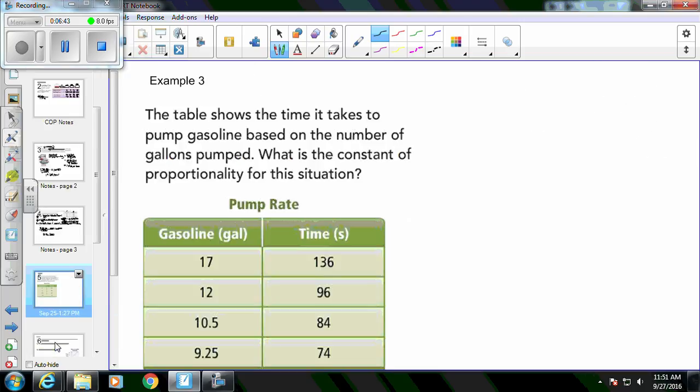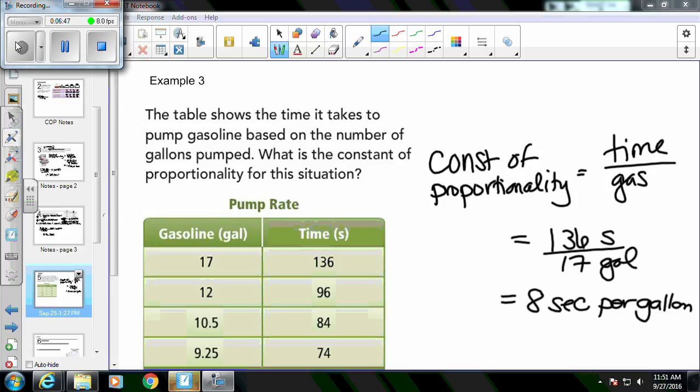I'd like you to try this on your own and see what you get. When I did this one here, I did time divided by gas. When I did that, I got 136 over 17, which gave me 8 seconds per gallon.